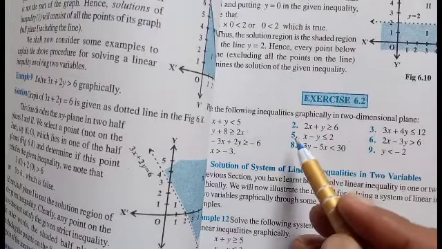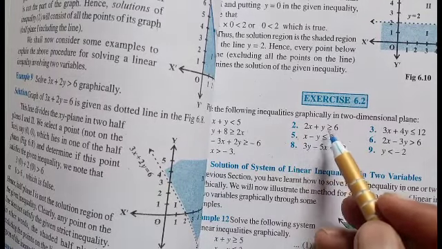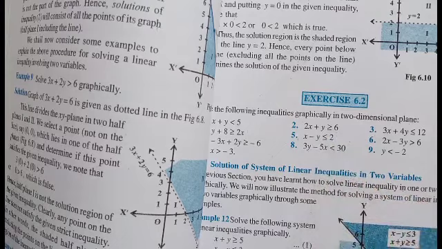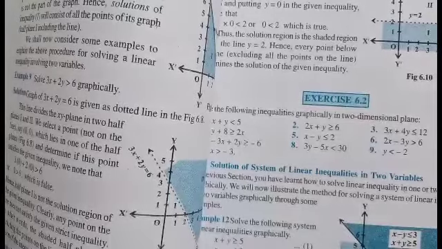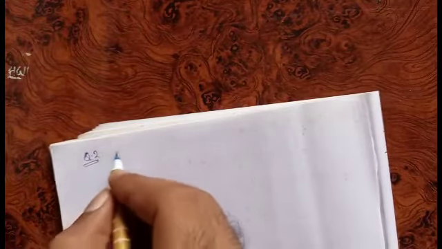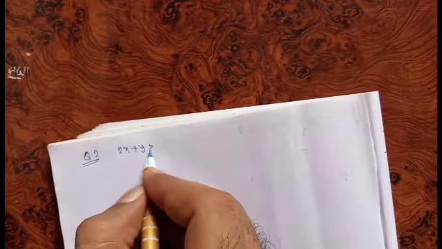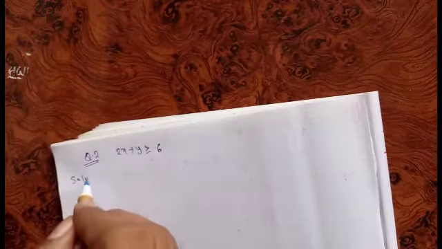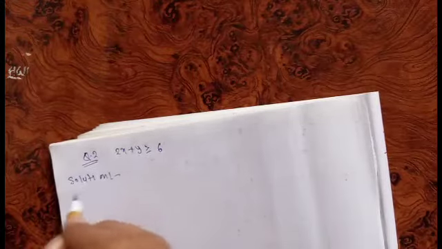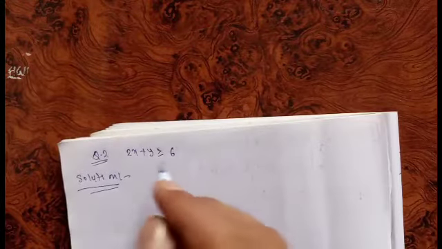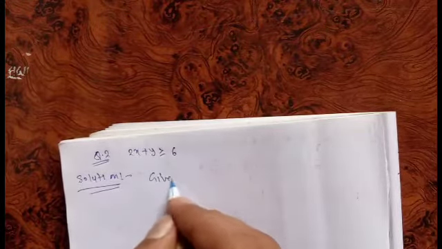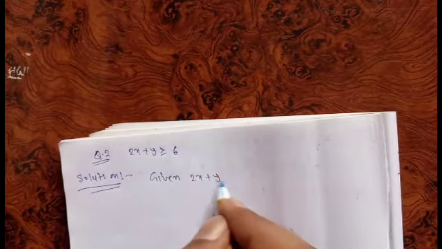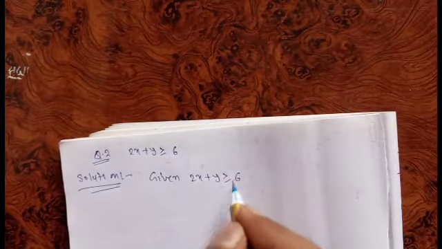Now we solve question 2. 2x plus y greater or equal to 6. Question number 2. 2x plus y greater or equal to 6. Solution. Given 2x plus y greater or equal to 6.